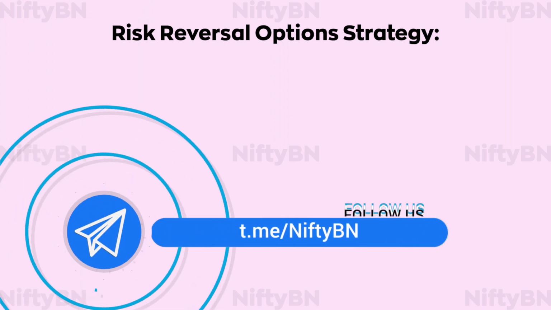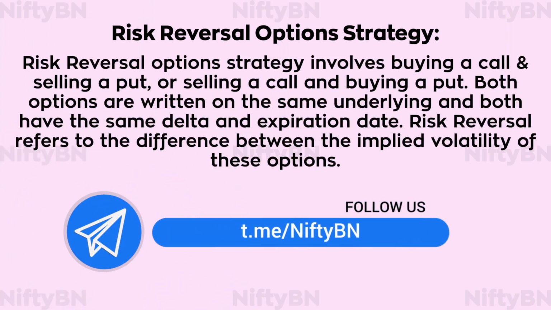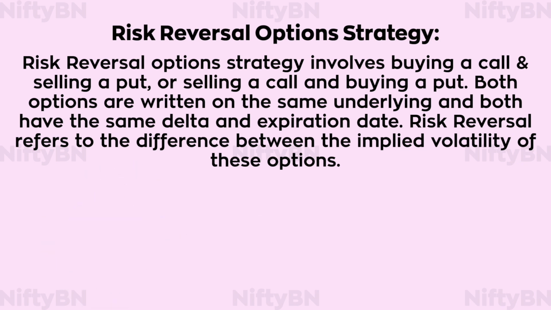So, what is the risk reversal option strategy? The risk reversal option strategy involves buying a call and selling a put, or selling a call and buying a put. Both options are written on the same underlying and both have the same delta and expiration date. Risk reversal refers to the difference between the implied volatility of these options.